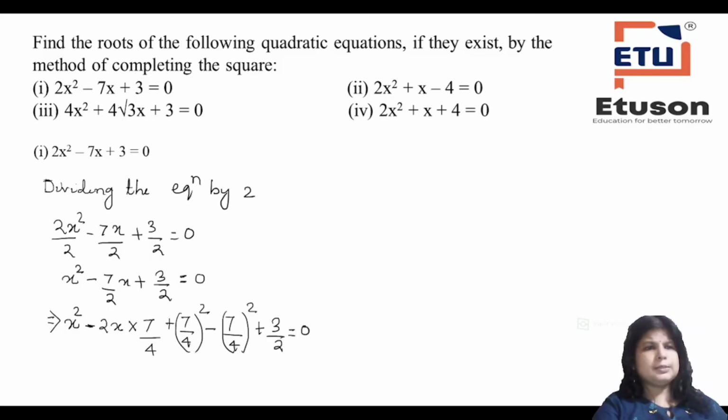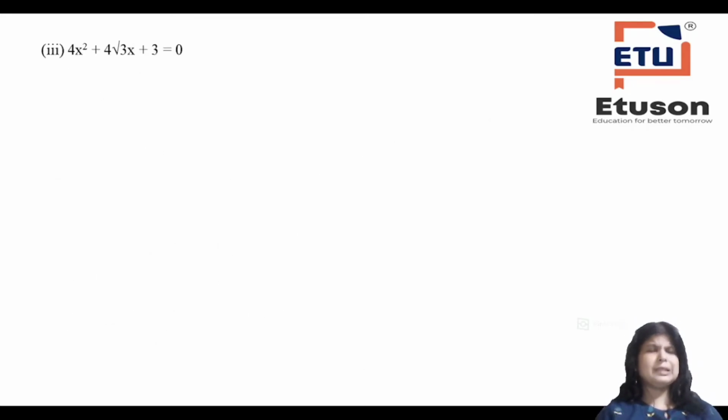Okay, so now let us solve the third bit, that is 4x² + 4√3x + 3 = 0. Here the coefficient of x² is already a perfect square, so without dividing or multiplying, we can just start with the given quadratic equation. I will write this in the form of a square, where a will be equal to 2x. Because there is a plus sign before your 4√3x, you can try to convert it into (a + b) whole square.